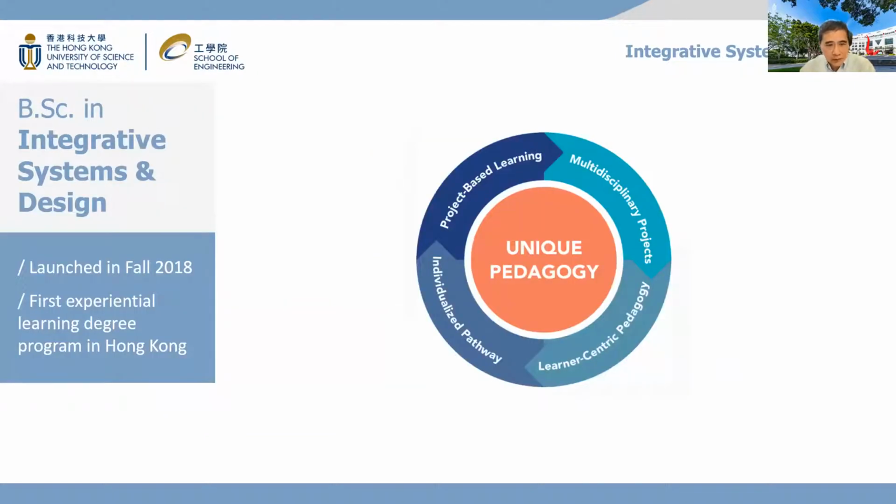So with that, we launched this new bachelor program in integrated system and design. We launched in 2018. So next year will be the fourth cohort we're taking. This is the first experiential learning degree program in Hong Kong.